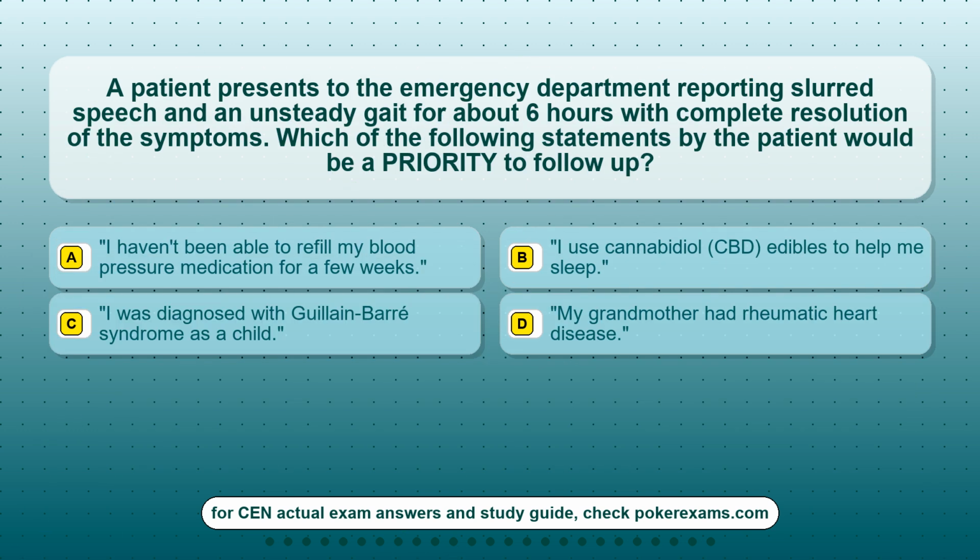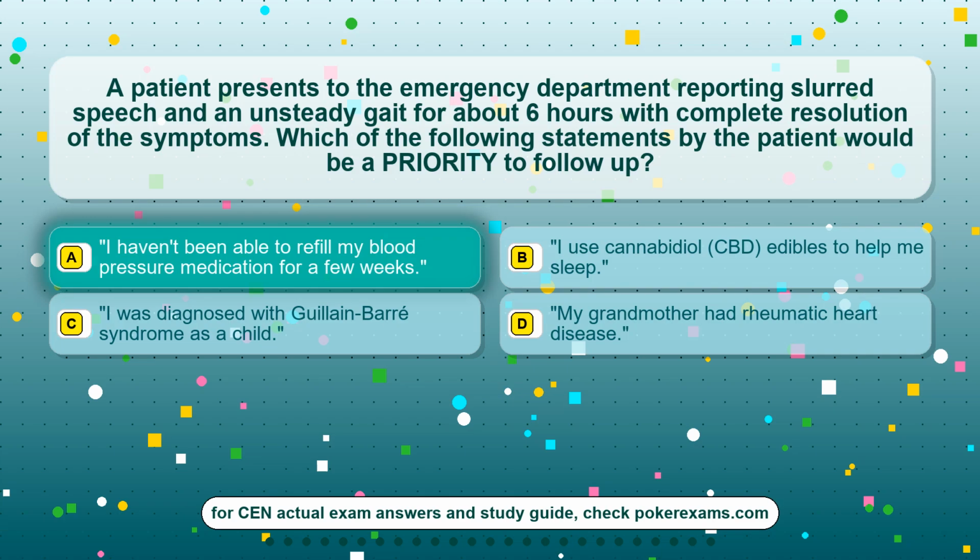Question 18. A patient presents to the emergency department reporting slurred speech and an unsteady gait for about 6 hours with complete resolution of the symptoms. Which of the following statements by the patient would be a priority to follow up? Option A, I haven't been able to refill my blood pressure medication for a few weeks. Option B, I use cannabidiol, CBD, edibles to help me sleep. Option C, I was diagnosed with Guillain-Barré syndrome as a child. Option D, my grandmother had rheumatic heart disease.